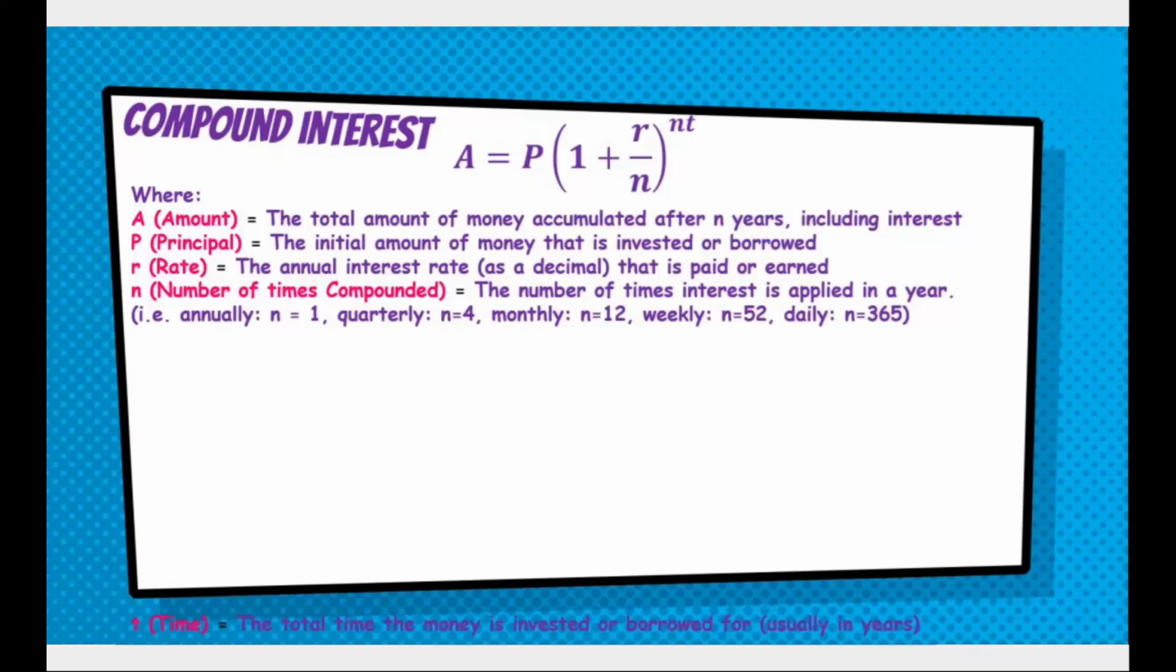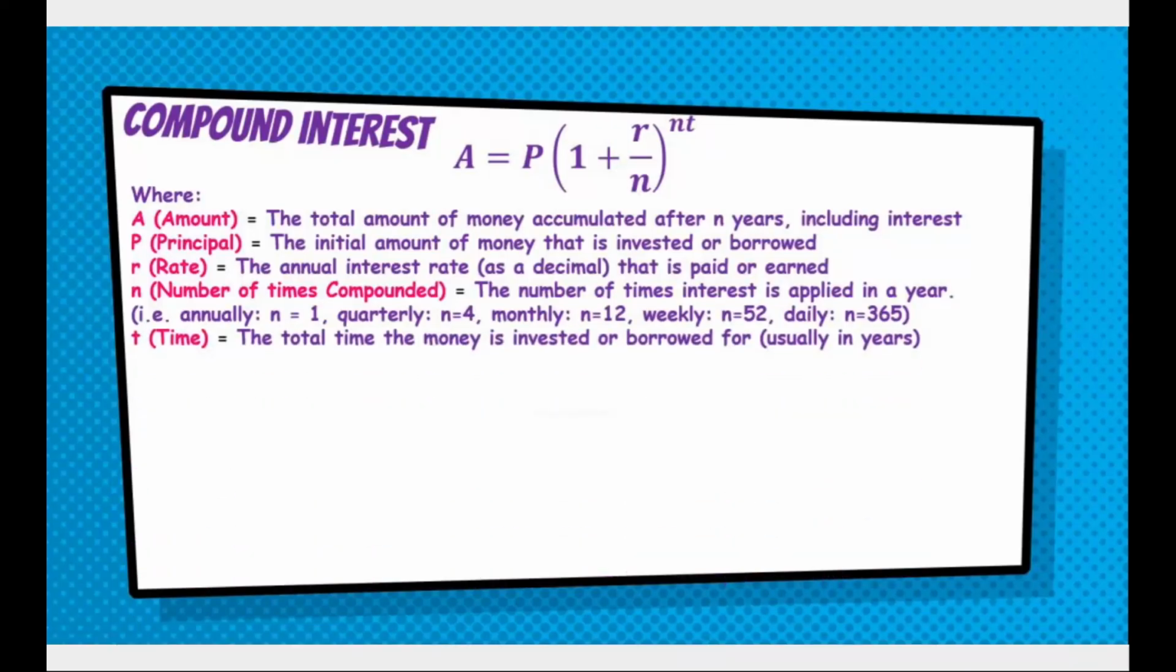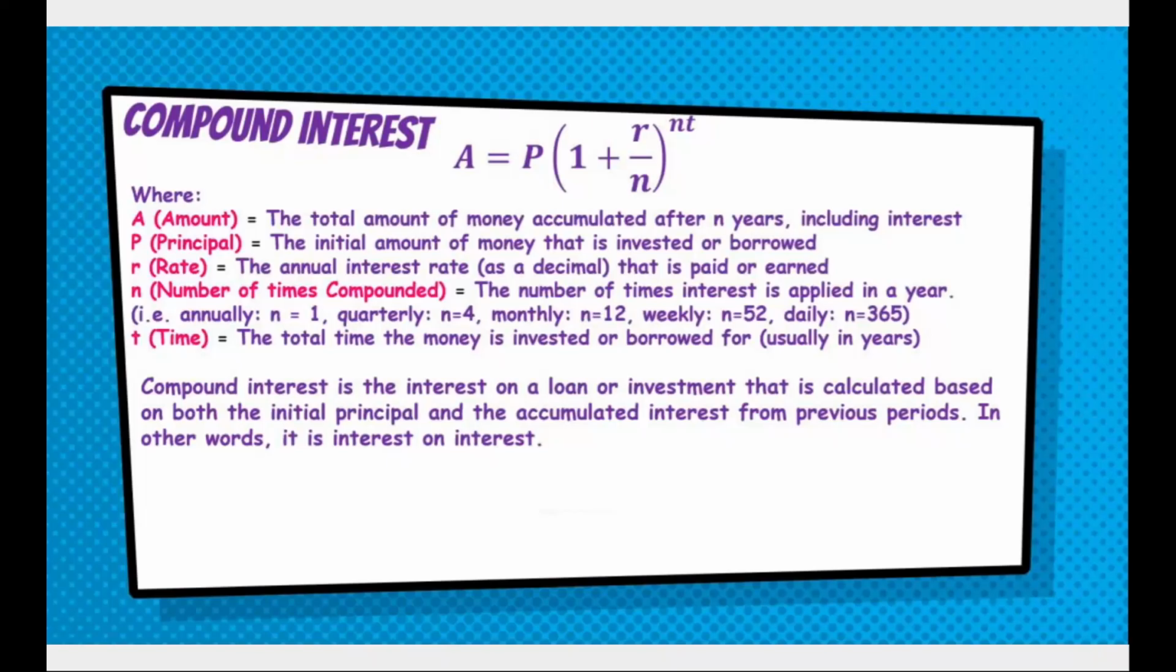That's to find N. That's if it says compounded, whatever word precedes compounded, you ask yourself how many times that thing happens in a year. So if you see compounded annually or compounded quarterly or monthly or weekly or daily, just say how many times, how many quarters are in a year, how many months are in a year, how many weeks are in a year. That's how you determine what N is. And T is the time, usually in years, like we just talked about.